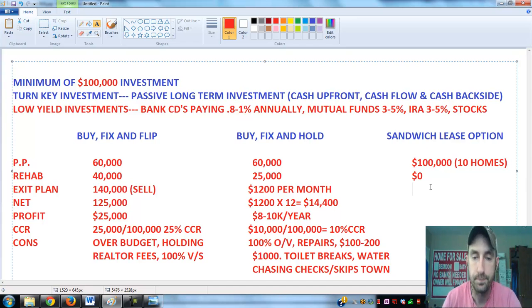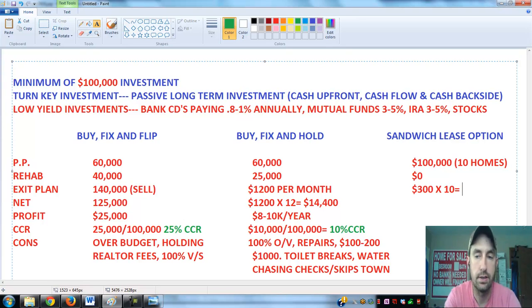Okay, the exit plan, which we are competing against, is a 10% cash on cash return. Our exit plan is that we are going to be looking for a minimum of $300 spread. So let's say 2 to 300. For this example, we're just going to say $300 on each house times 10 houses.